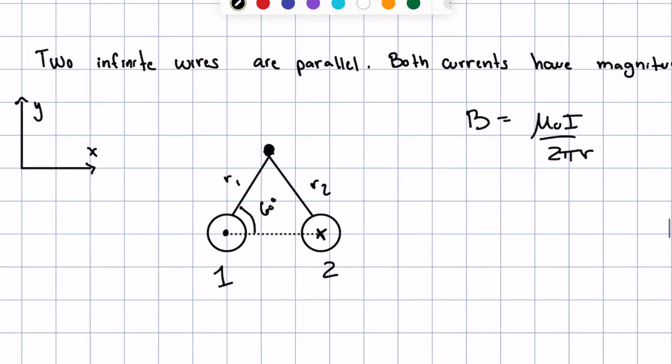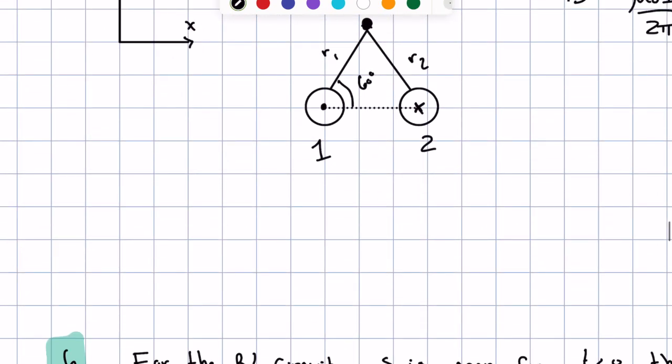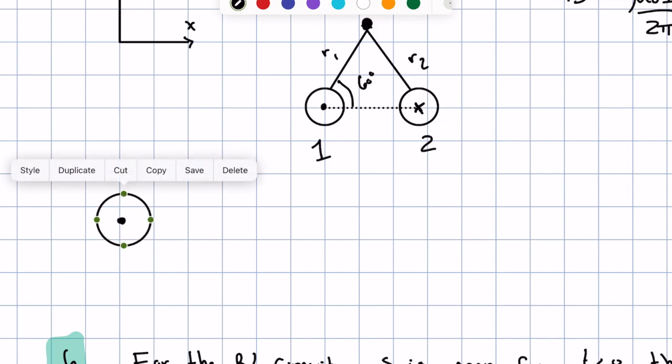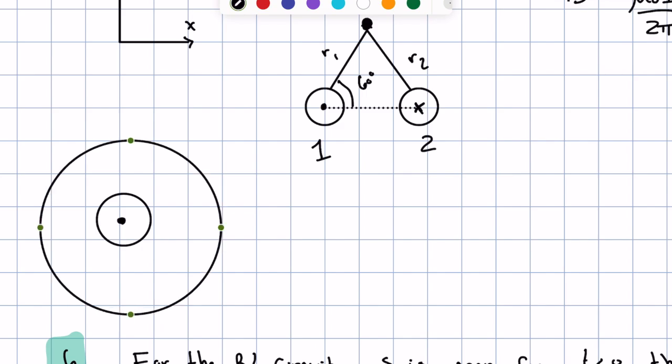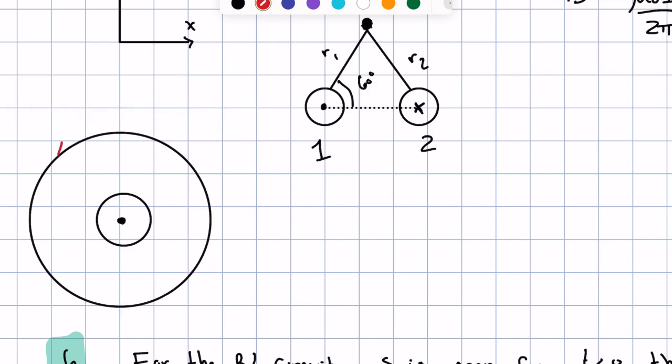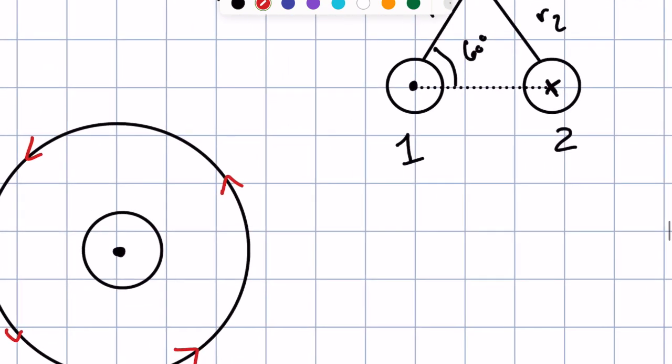Now the tricky thing is figuring out where the magnetic field is pointing. So I want to remind you of your second right-hand rule, where here the wire is coming out of the page. Point your thumb in the direction out of the page and wrap your hands around. You see that your knuckles are going to be curling in this direction. That means at any point here, the magnetic field is pointing tangential to this curve.